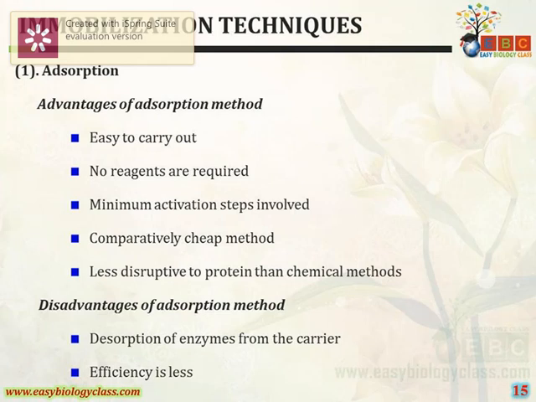Okay, advantages of adsorption: easy to carry out, no reagents are required here, minimum activation steps are involved here. It is a comparatively very cheap method. Then it is very less disruptive to proteins than the chemical methods. In chemical methods, proteins get disrupted easily. Okay, disadvantages are desorption of enzymes from the carrier. That is the carrier, the support matrix, and enzymes can get separated in this process. And efficiency is very low compared to the other processes.